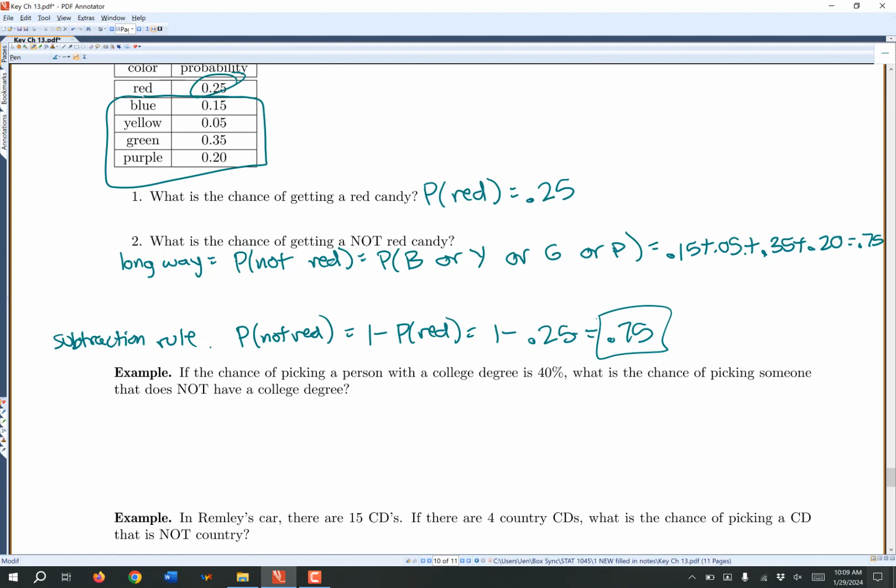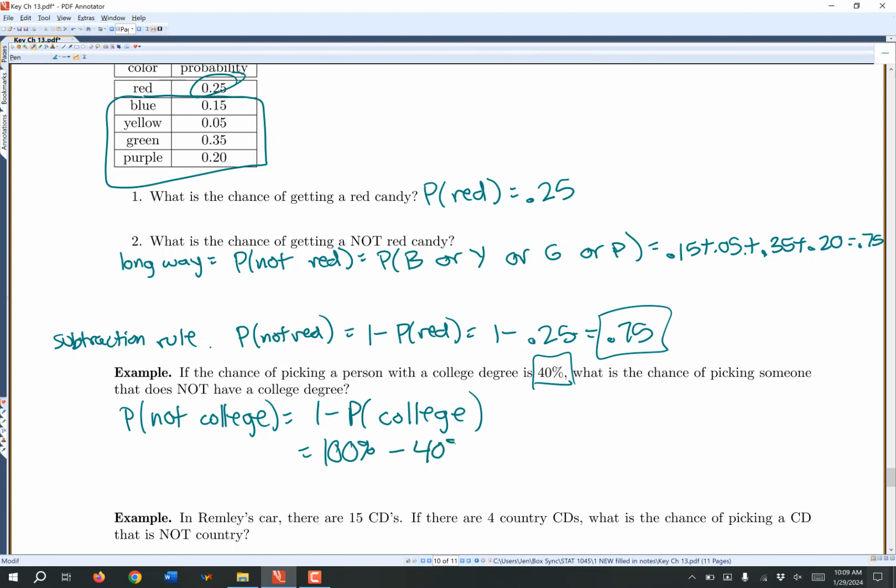Next example. If the chance of picking a person with a college degree is 40%, what's the chance of picking someone that does not have a college degree? The probability of not college equals 1 minus the probability of college. They told me it's 40%. If I want to do percent, instead of a 1, I would write 100%, because 100% is the same as 1. So 100% minus 40% equals 60%.